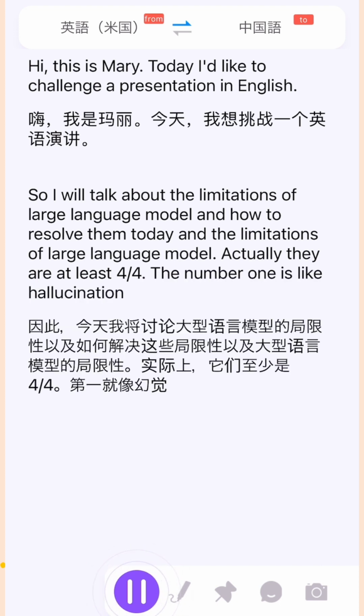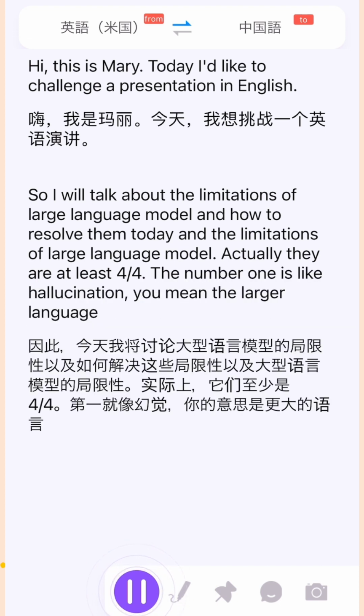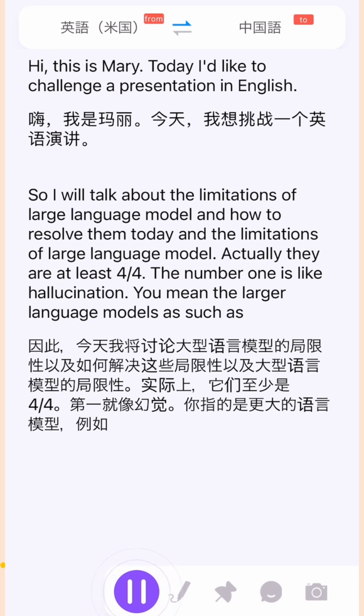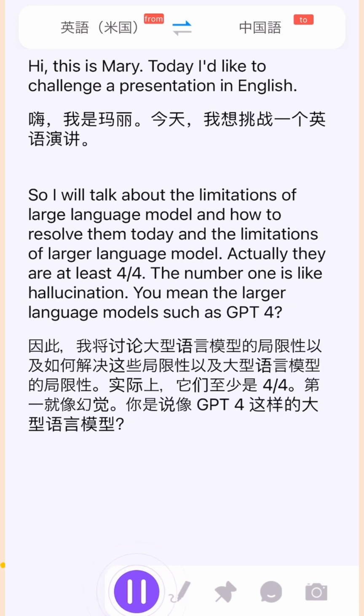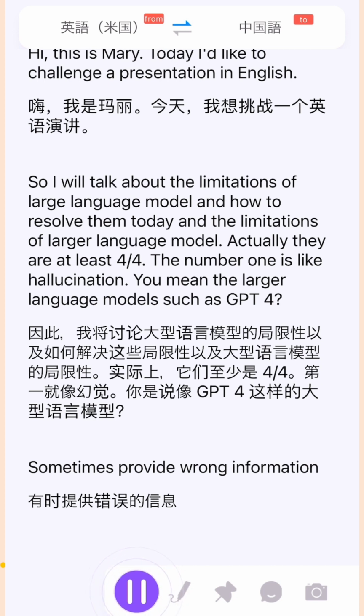Number one is hallucination. That means large language models such as GPT-4 sometimes provide wrong information.